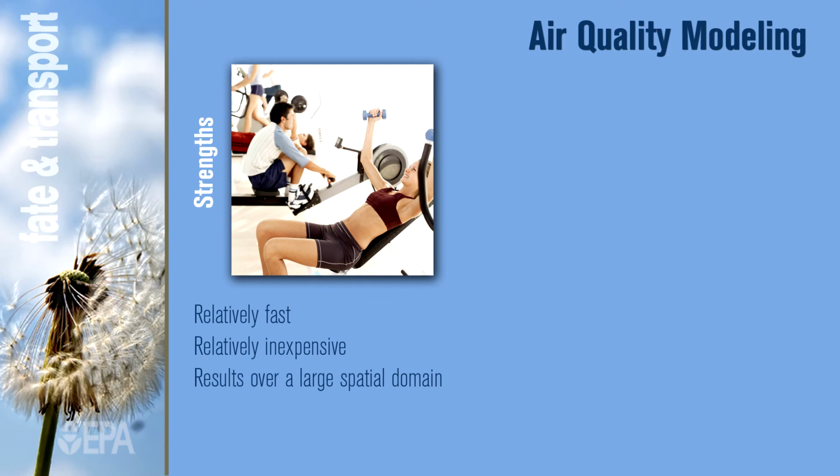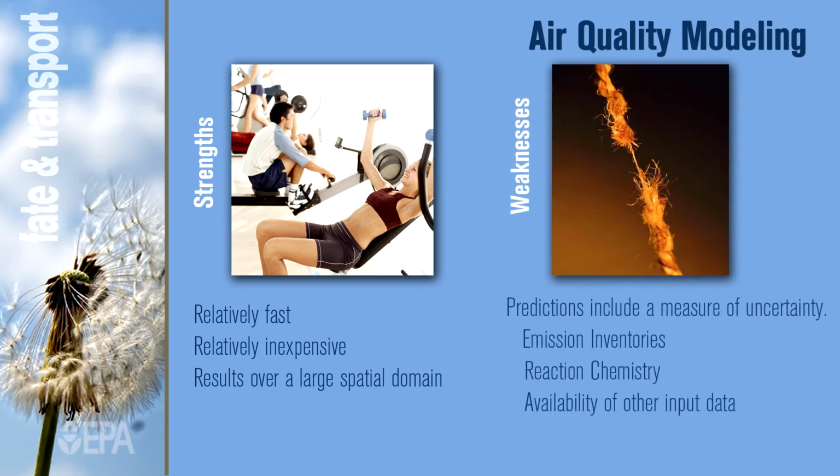The problem is, there's a degree of uncertainty with that prediction. These are models. We're trying to simulate a very complex phenomenon going on in the atmosphere. There's a lot of uncertainty in the emissions themselves. We talked about the chemistry, or how that plume actually travels from point A to point B. So keep in mind, while it might be inexpensive and give you a lot of information very quickly, there's a degree of uncertainty with air quality modeling.